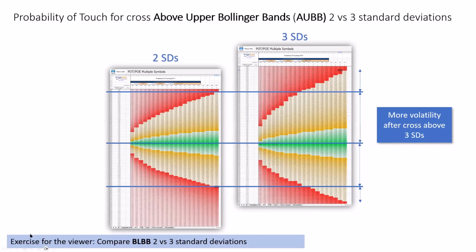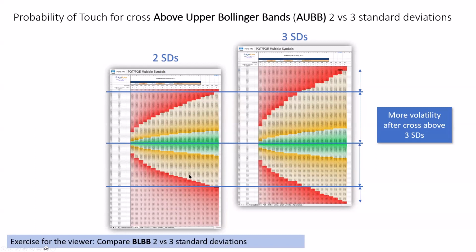So here's an exercise for the viewer. Before the next webinar on Saturday, try and run this template, but this time compare the BLDB. This is the cross below the lower Bollinger Band. Run that for 2 standard deviations and 3 standard deviations. And when you run that, you might be surprised at the types of charts you get.